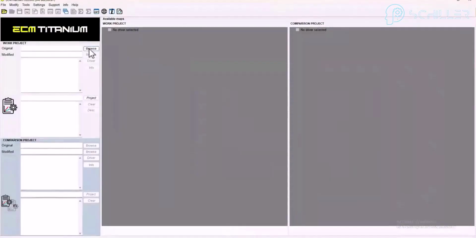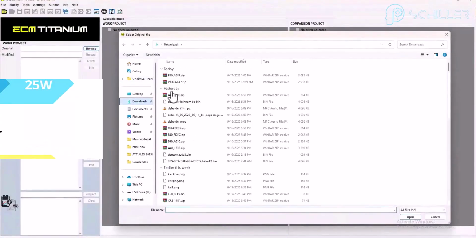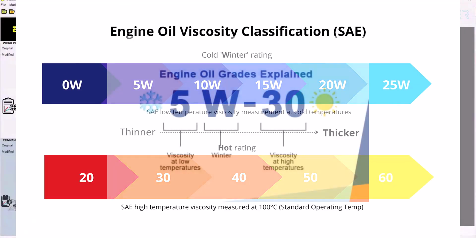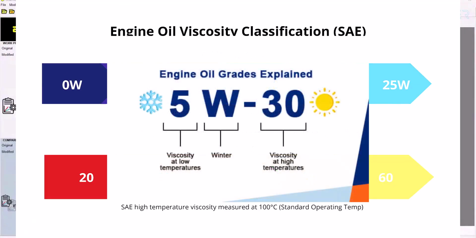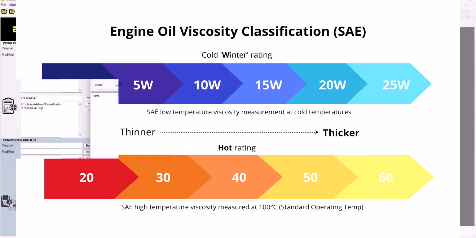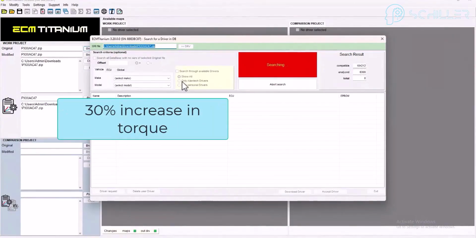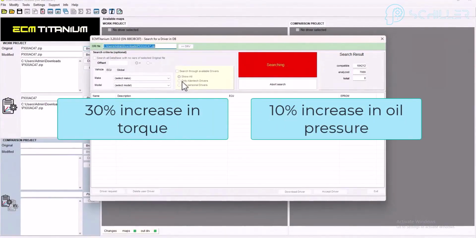However, the stability of the protective oil film depends more on factors such as viscosity, temperature, oil flow, and bearing clearances than on raw pressure numbers alone. Practical experience and a bit of math show that if torque is increased by 30%, the oil pressure at high RPM should rise by roughly 1/3 of that percentage, around 10%.